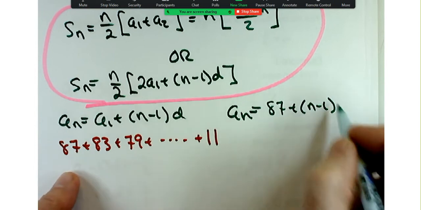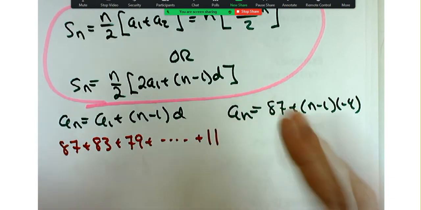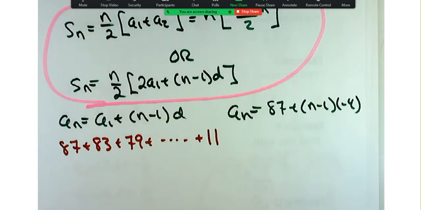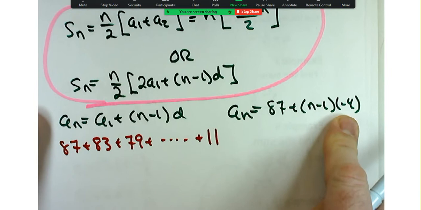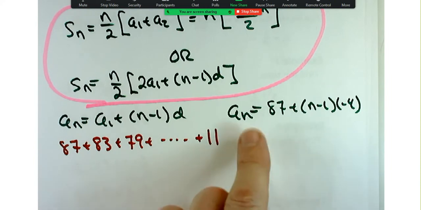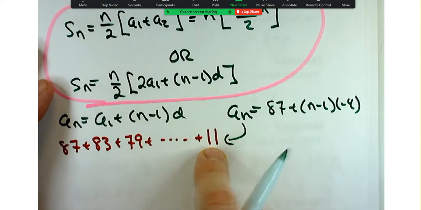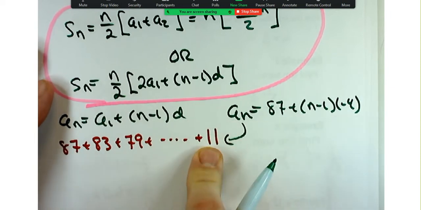-4. -4. Perfect. What if a sign flips and you'd do like 87 minus 4 and then n minus 1? Does that make a difference? No, well, addition is commutative, so I can add those in either order. So if WebAssign writes it a little different than me, then they're wrong. All right, I'm kidding. They're not wrong. It's just not to my taste. But with this formula, I can now figure out what n is to give me 11 here.